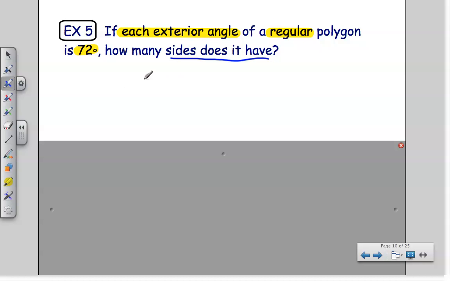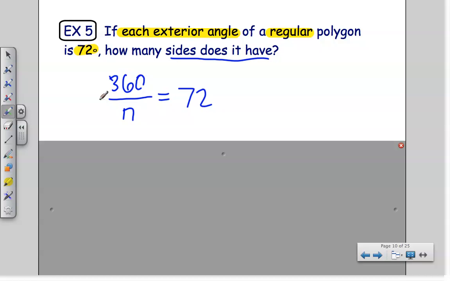Well, I know all the exterior angles add up to 360, don't they? And if I'm looking for each exterior of a regular polygon, then all the exteriors would be the same, and we know that formula is just 360 divided by how many exteriors there are, which is the same as how many sides. Right now, I know that the exterior angles each measure 72 degrees. I'm just solving for n.